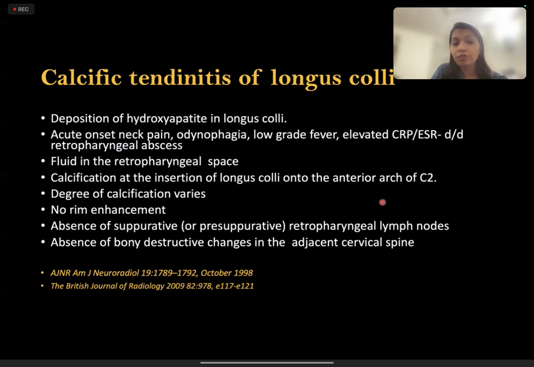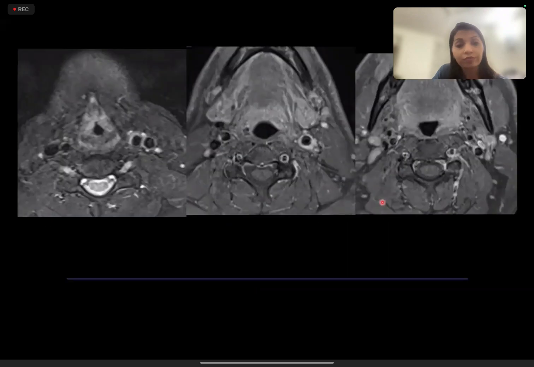Now, the degree of calcification can vary. Sometimes you only see a tiny dot of calcification, whereas some people can have profound calcification, as in our case. Now, the way to differentiate this from the retropharyngeal abscess is these patients will not have any rim enhancement, because remember, it's not an abscess. It's just reactive fluid because of the HADD deposition. So absence of suppurative lymph nodes. So usually we won't see any surrounding inflammatory reactions that we see with retropharyngeal abscess. These patients will not have any large suppurative retropharyngeal lymph nodes, and they will not have any bony destruction.